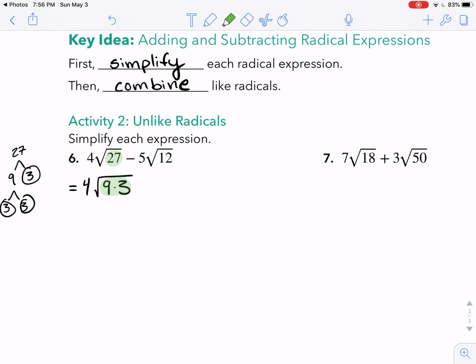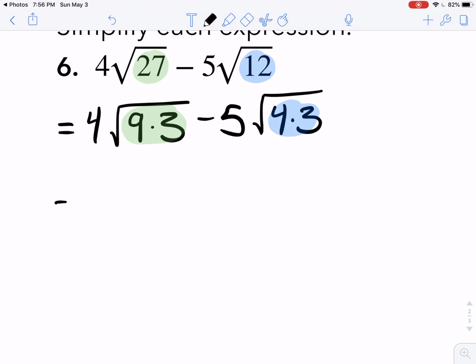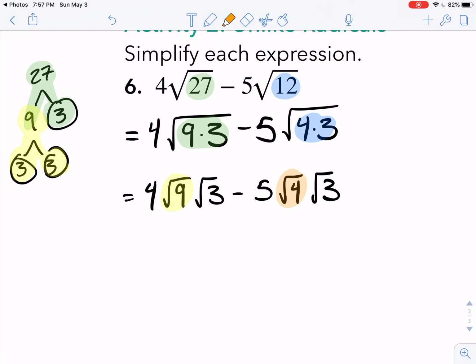In a very similar process, I'm going to simplify the square root of 12 to be the square root of 4 times 3. Now let's keep going. I can break these guys up, so I have the square root of 4 times the square root of 9 times the square root of 3 minus 5 times the square root of 4 times the square root of 3. Now the reason I broke 27 and 12 into these factors is because they are squares. 9 is 3 squared, and 4 is 2 squared. So I'm going to use those facts to help me simplify this radical.